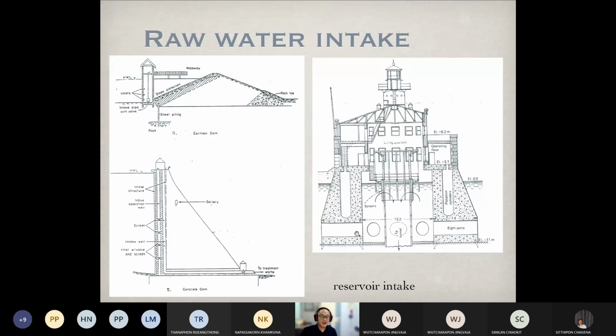The ports are located just a few meters above the bottom of the lake, and there are ports around this square. Water can get into the tower in this direction, in these directions, and in the opposite direction. So there are basically four directions that water can get into the intake tower. This is another type of intake facility we can use in the case of a lake.